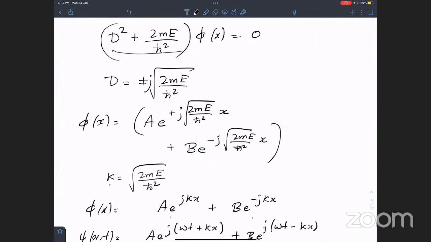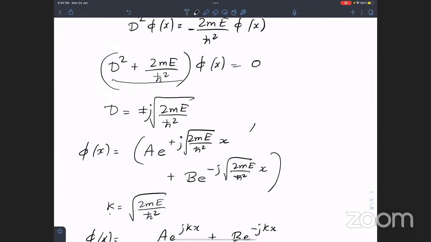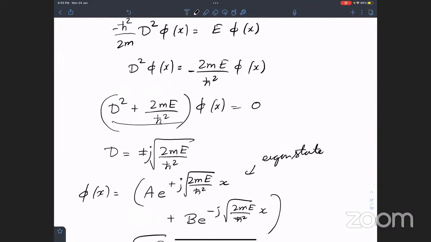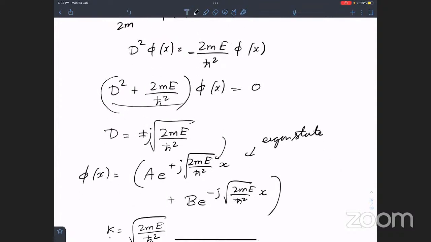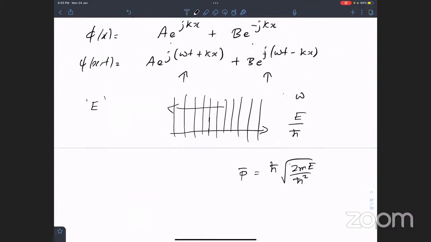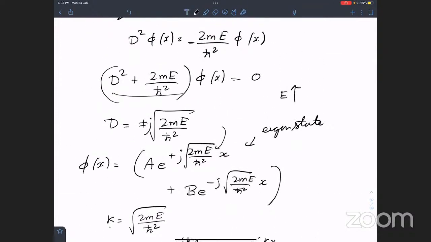Now, the question is, this is the energy eigenstate, right? What are the possible eigenvalues? There is no constraint on eigenvalues at all, because any value of E you give me, I have a physical wave function, no problem. So in general, E can be anywhere. It cannot be negative though. I cannot have a negative energy. Why not?